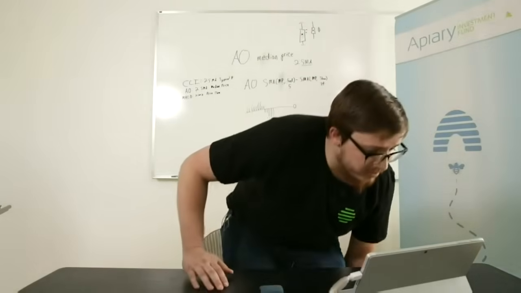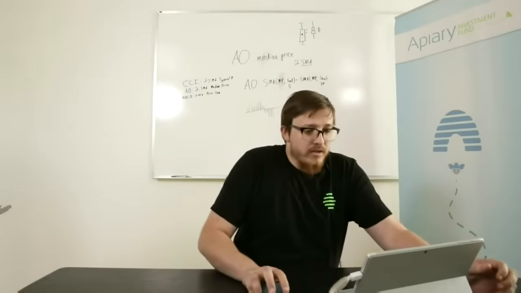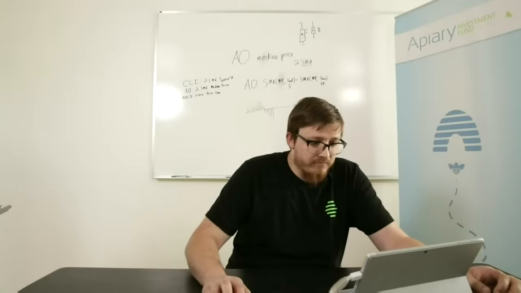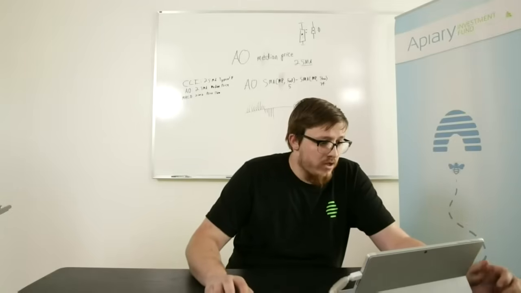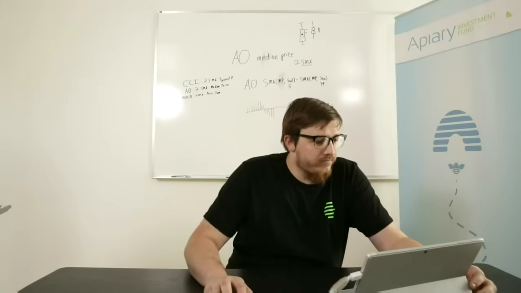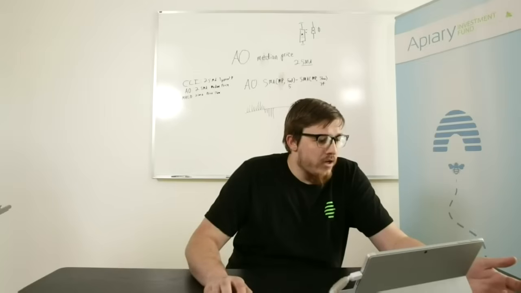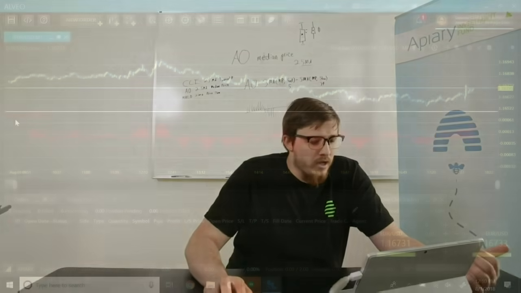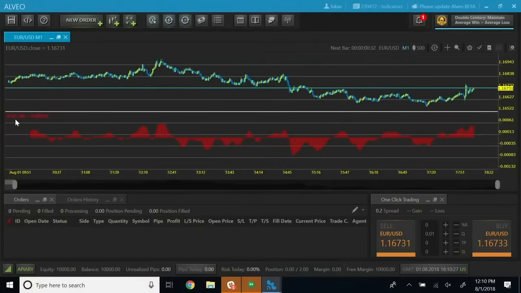We'll pull up the Awesome Oscillator, and we'll go ahead and really trade off of that. And so here we have the Awesome Oscillator already on Alvio. Once again, 5, 34, slow period, fast period are just the defaults. You can change these depending on what strategy you plan on using. But all in all, it's a simple moving average crossover technique.